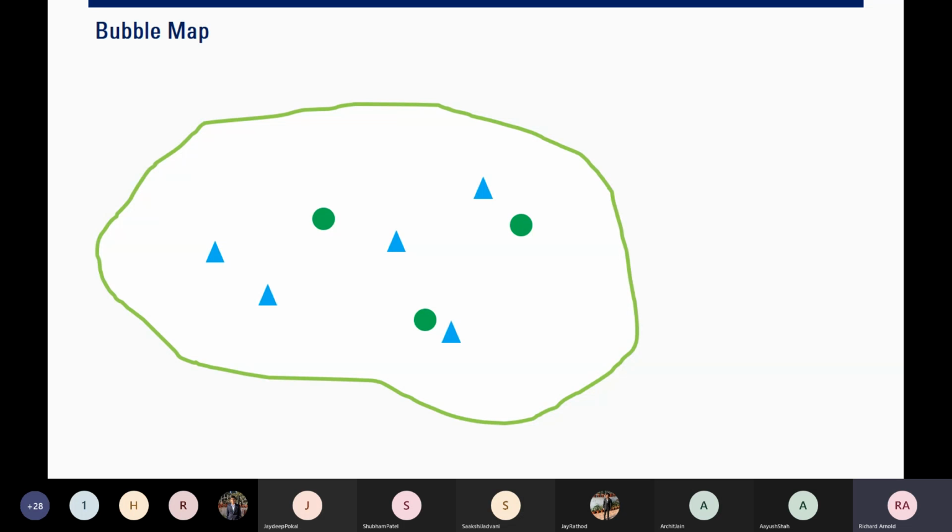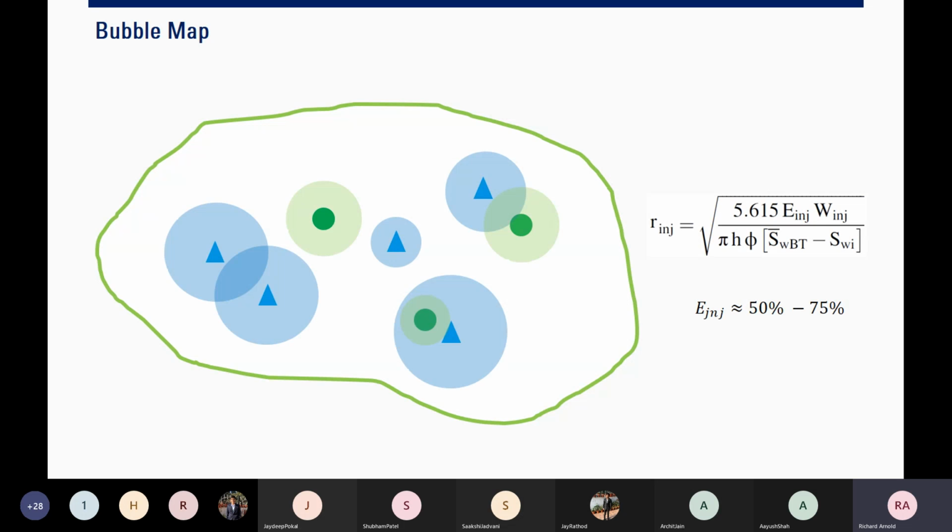Bubble map. Okay, this is the map. We have producers and we have injectors. And of course, we want to know the drainage area, the production drainage area, and also the injected area. And that's why we construct bubble map. We can actually estimate ideally our injection radius, our injection area using this equation. Okay, it's easy actually.